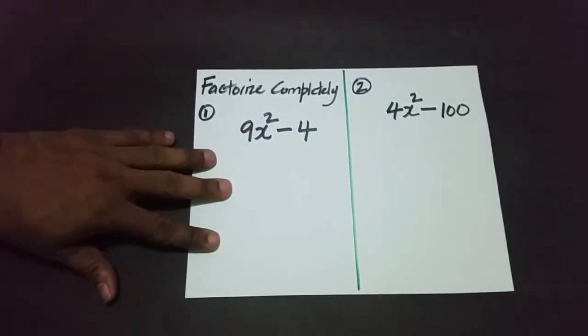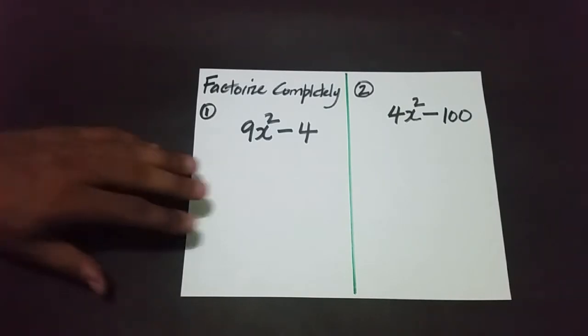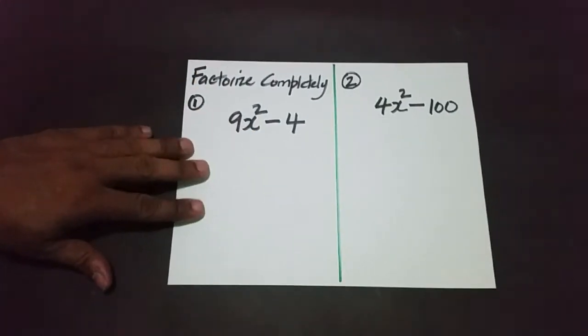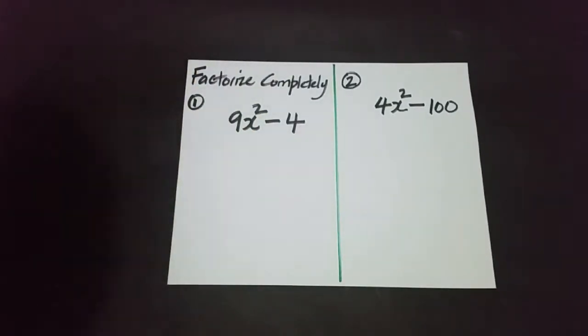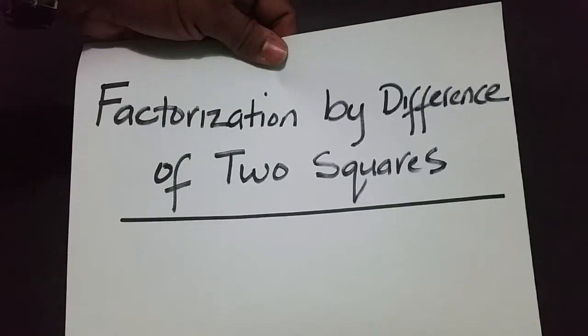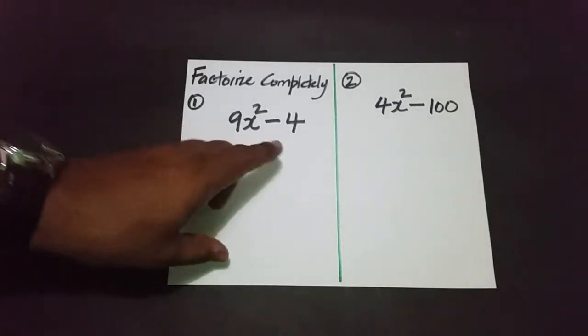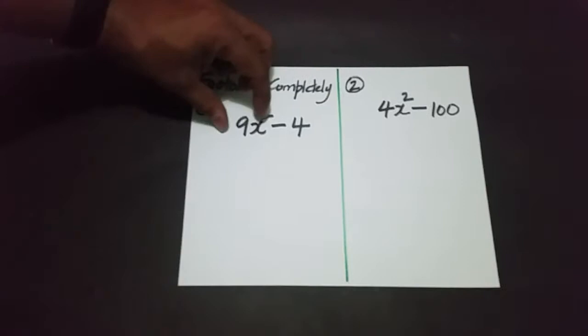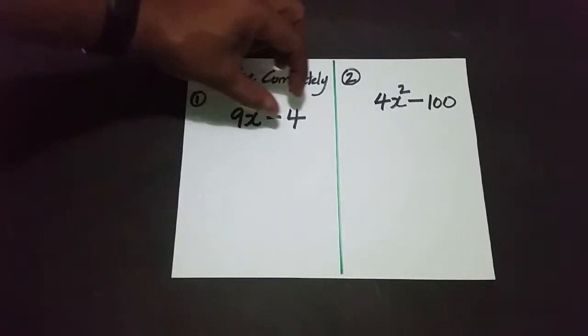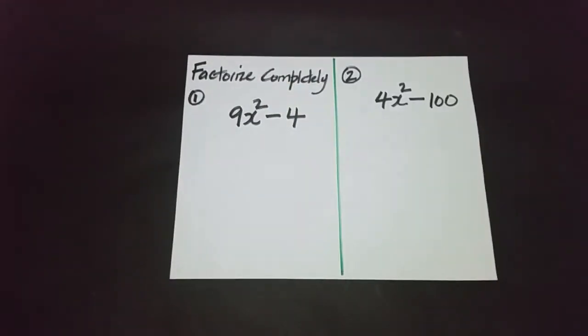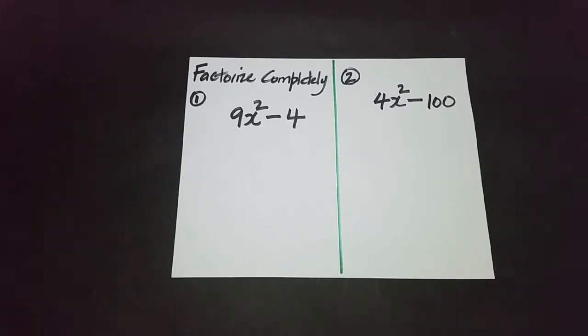So we're going to be looking at the first two questions, very simple questions, and it says factorize completely 9x squared minus 4. Now remember we said that this is factorization by difference of two squares, and in mathematics difference means subtraction, and what we're going to essentially be doing is trying to get these as squares. So we're going to get straight into this now.